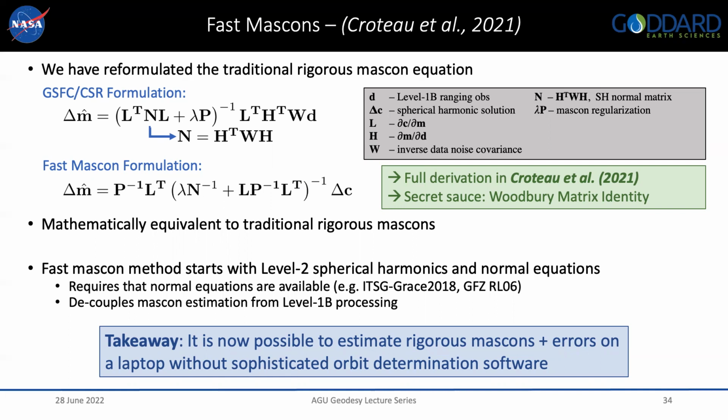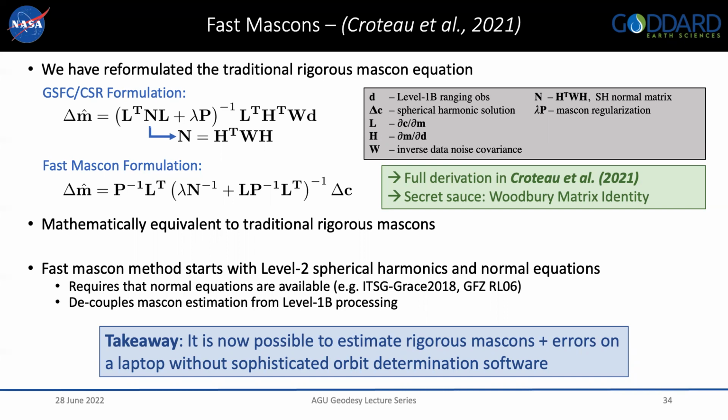That means that instead of needing to know the 5-second interval ranging measurements from GRACE, we can actually take the processed observations that are then put into a full normal matrix as part of the level 2 process and use those to estimate our mascons. The key thing here is that this reformulation is mathematically equivalent to the traditional rigorous method that we've been using for years. But by reformulating, we've decoupled mascon estimation from level 1b processing.